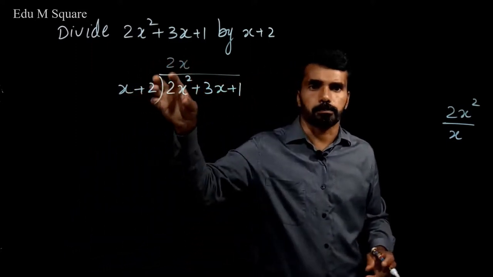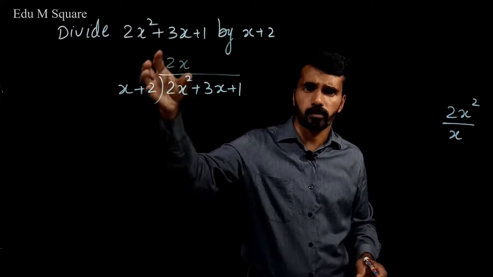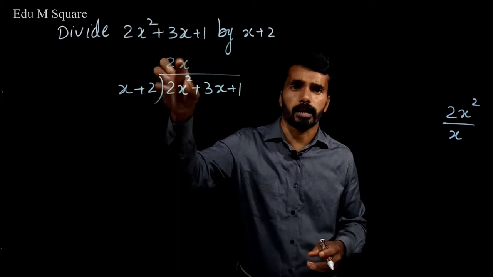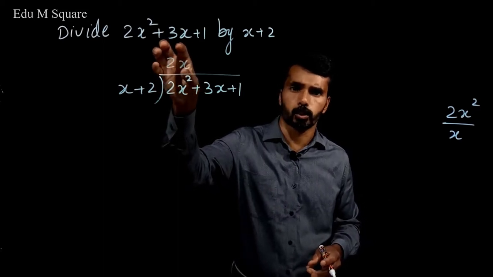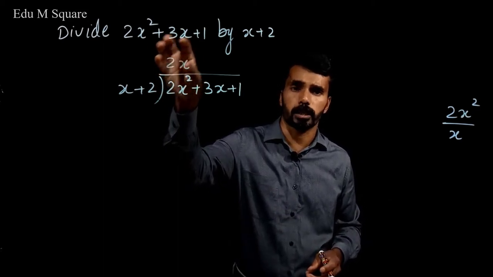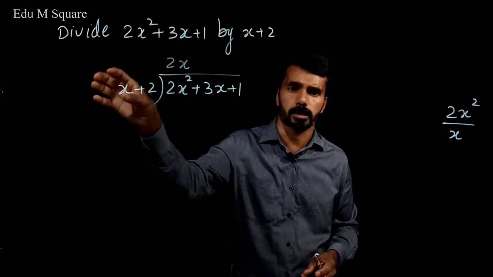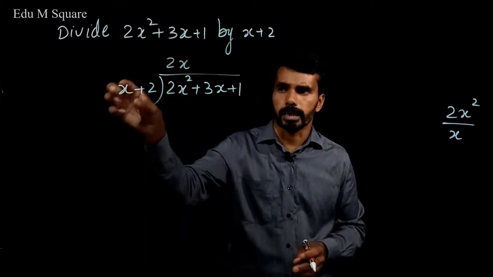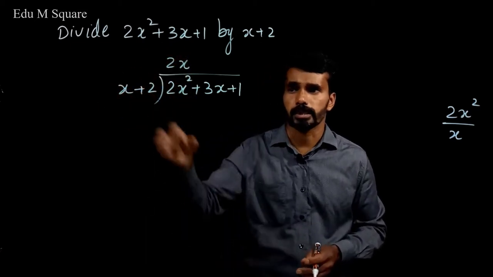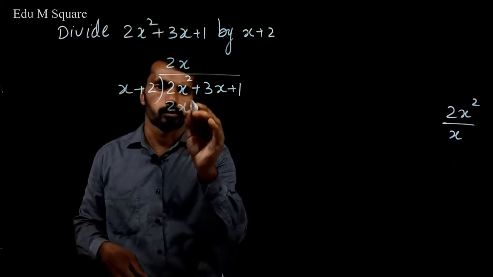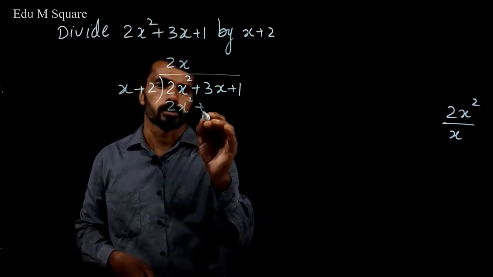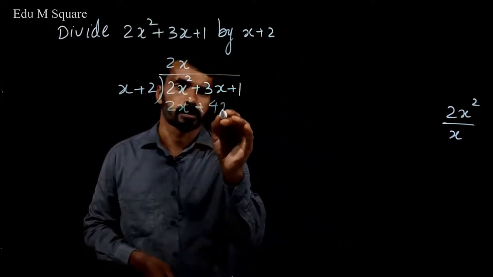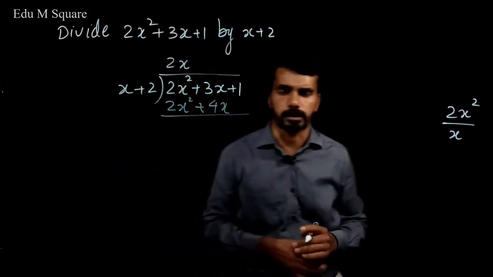So in the next step, we continue the division process. That is, we multiply the first term. Here this 2x is the first term of the quotient. We multiply the first term of the quotient by each term of the divisor. Okay, so 2x into x is 2x square. Now 2x into plus 2 is 4x. Next step, we subtract this.